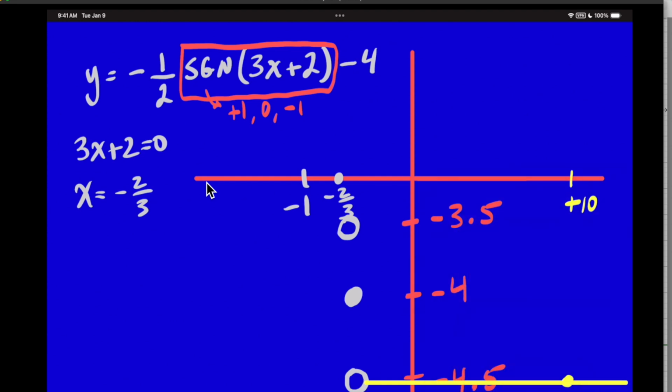Okay, just to double check, let's put in an extreme negative value. Let's put in negative 20 for x over here. If we sub in x equals negative 20, this parentheses is going to go to a negative value. The sign of the negative value is going to result in negative 1. Negative 1/2 times negative 1 is positive 1/2, positive 0.5, minus 4 is negative 3.5, and this is your final graph.